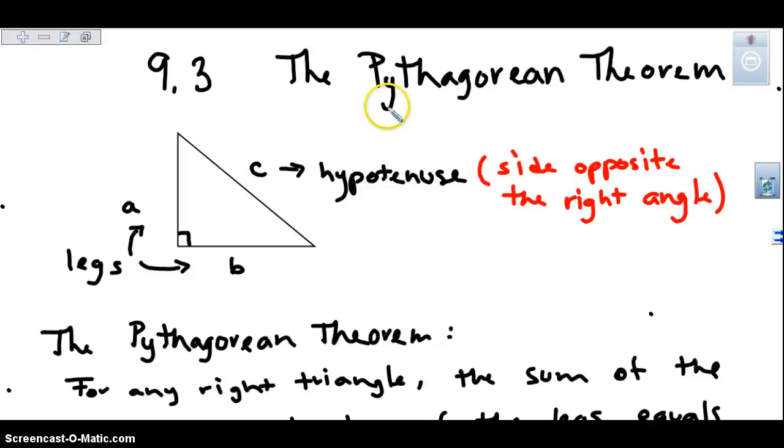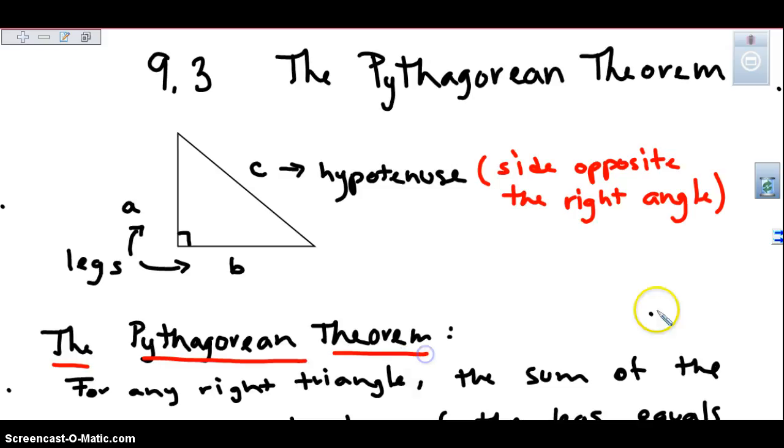Today we're talking about the Pythagorean theorem. In a right triangle, the hypotenuse is the side opposite the right angle, and the legs are the two sides that make the right angle.